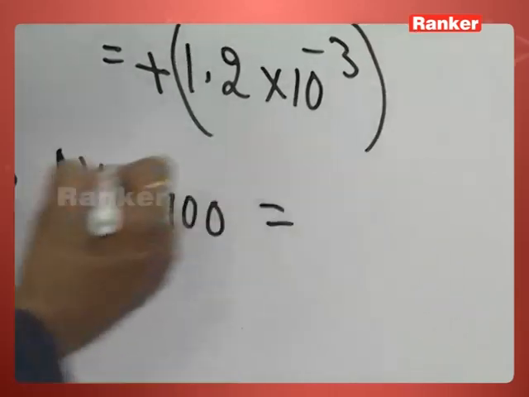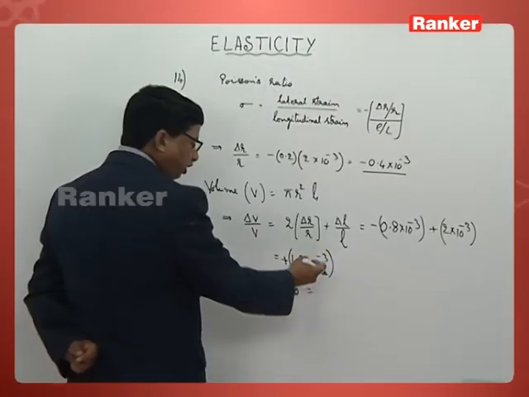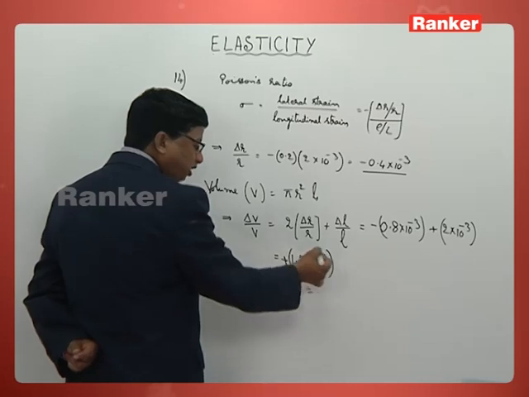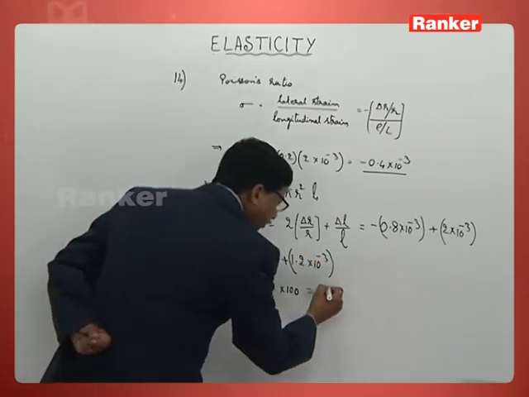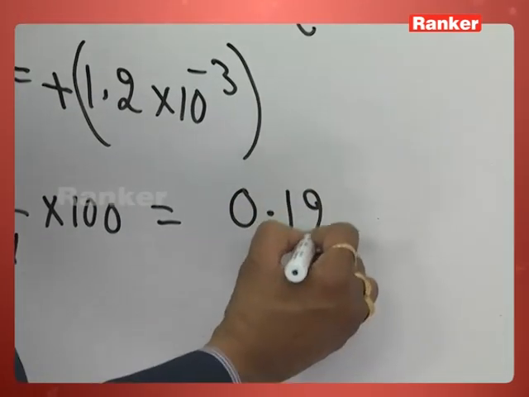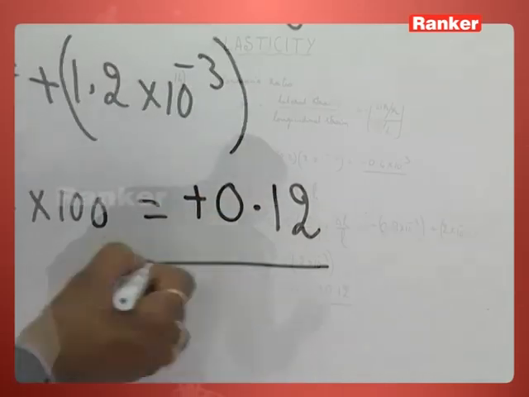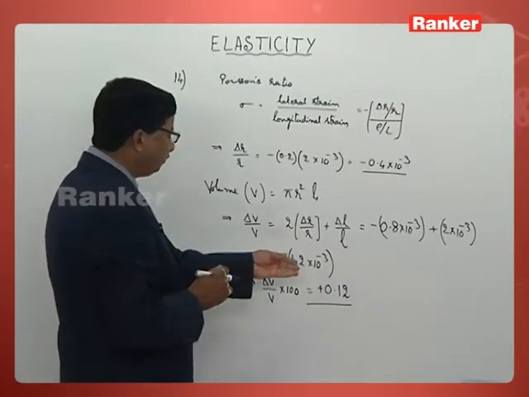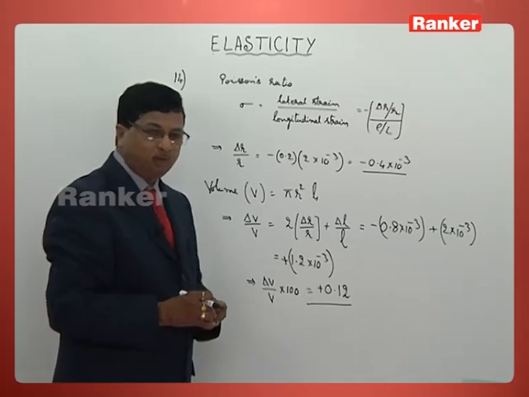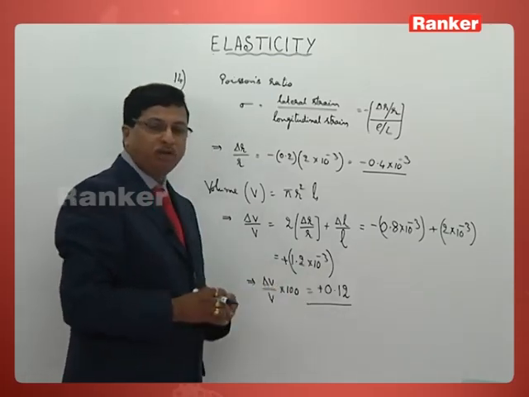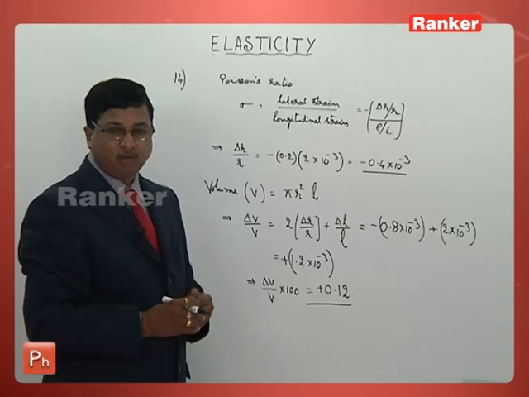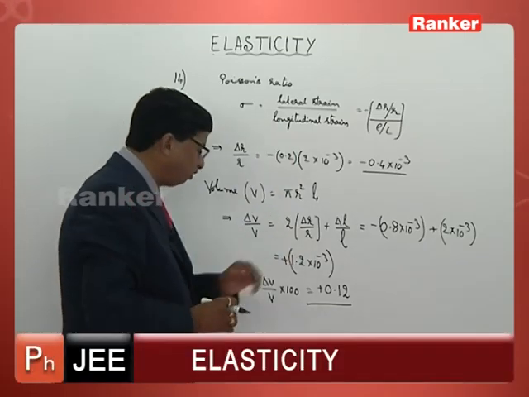What is that value? Percentage, I just want. Into 100 means this becomes 10 power minus 1. Come on, write down that value as 0.12 with positive sign. So what is the percentage variation in volume right now? It is plus 0.12%. That is the value we have got after calculation.